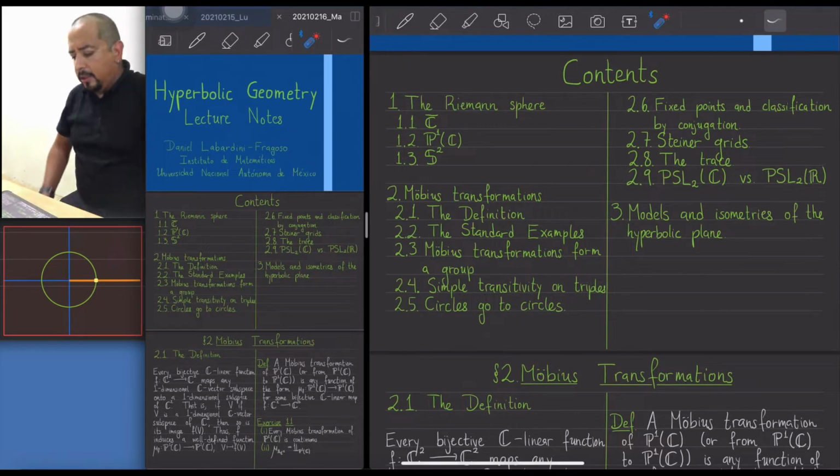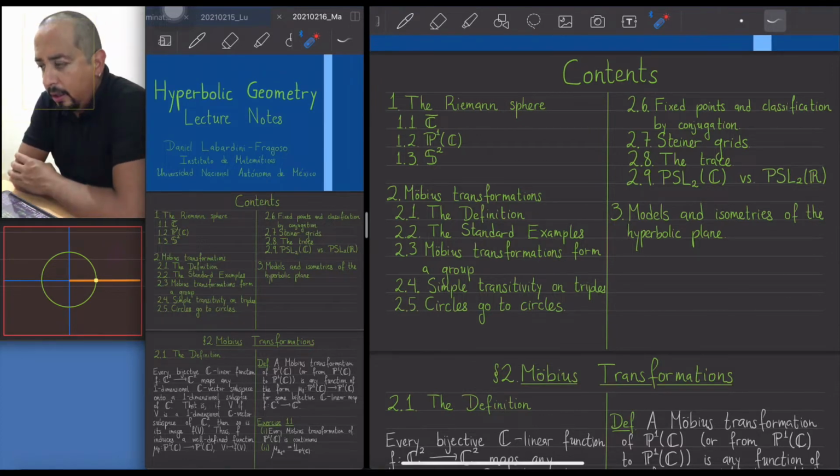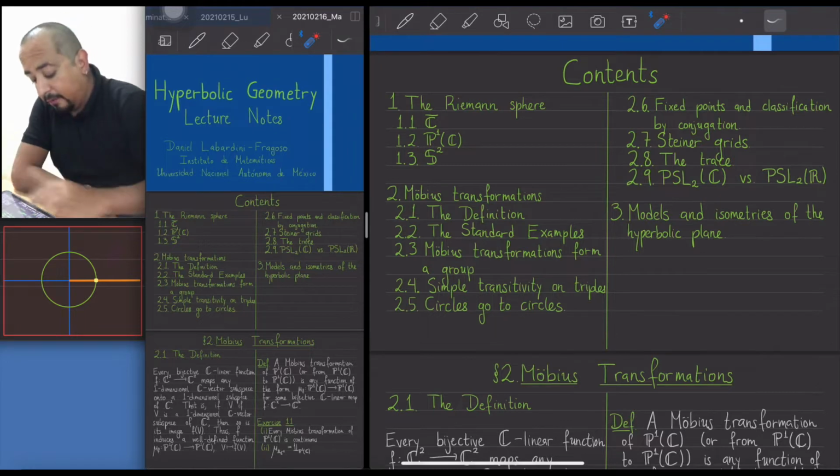So the natural context where Möbius transformations arise is actually linear algebra. We are going to see that this famous formula and the concept of Möbius transformation itself arises as the shadow of linear maps from C squared to C squared at the level of the complex projective line.